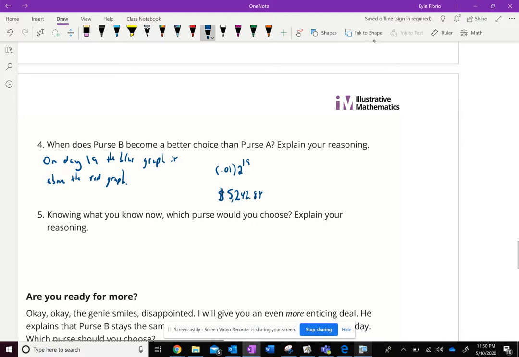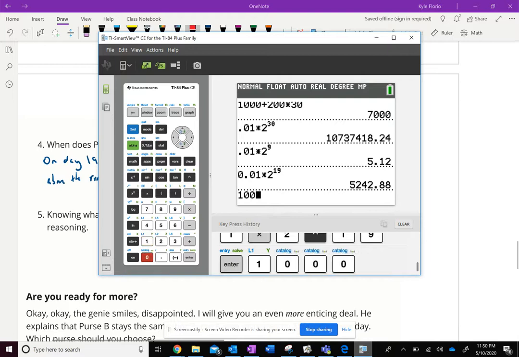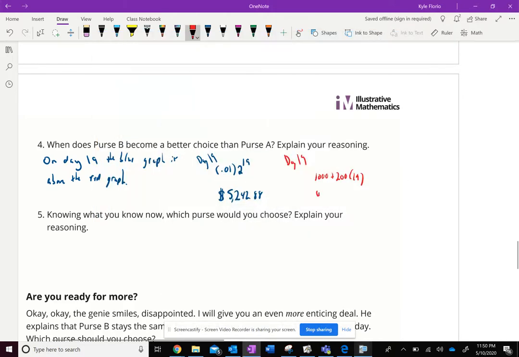So this is day 19. If we go to day 19 in the red one, I bet it's going to be small. We started with $1,000 and we added $200 19 times. $4,800. And yeah, so on day 19, we had less money in the original purse A. Purse B overtook it. Purse A would have been bigger the day before.